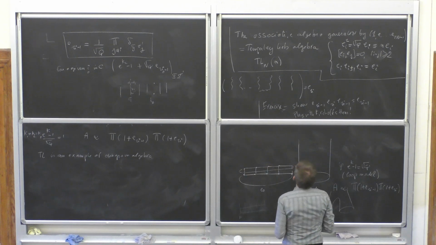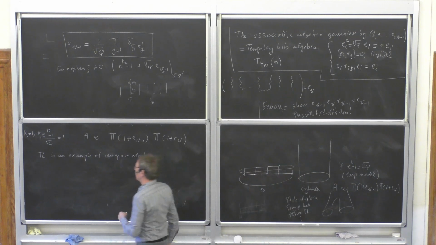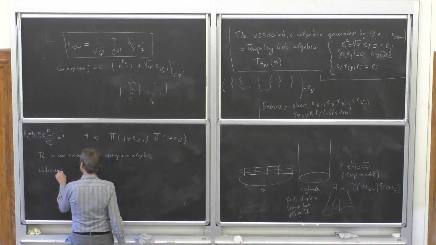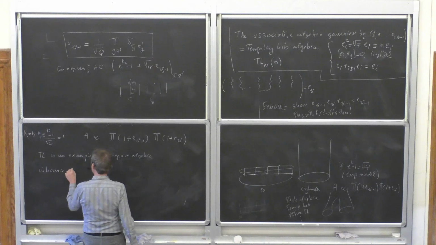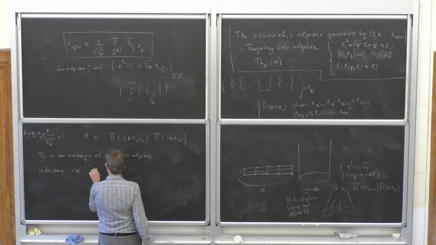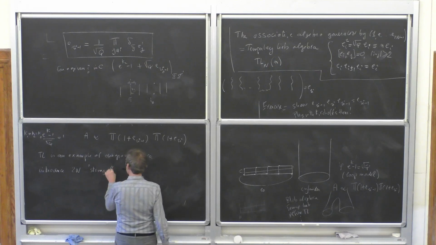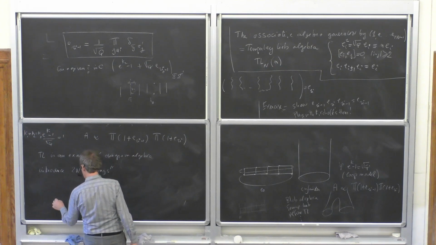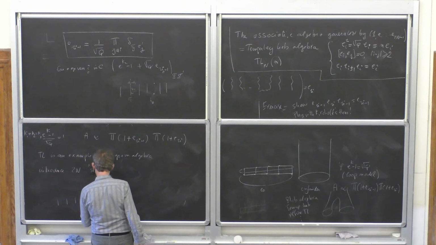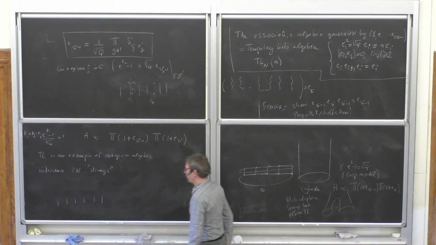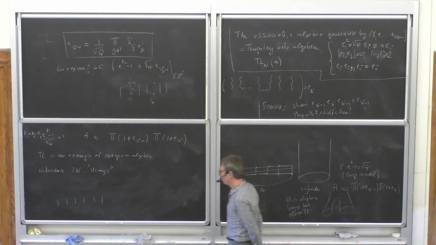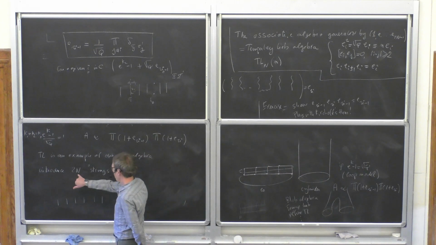So let us introduce a set of 2n strings. Let me now forget about the edges in the Potts model. Let me just introduce diagrams with a bunch of strings. So here are 6 strings, that would correspond to 3 Potts spins.